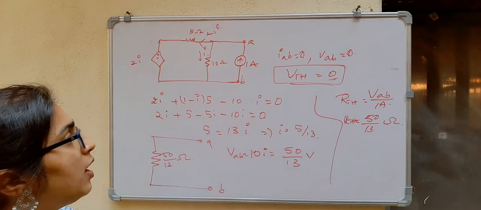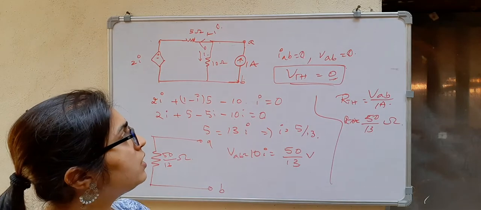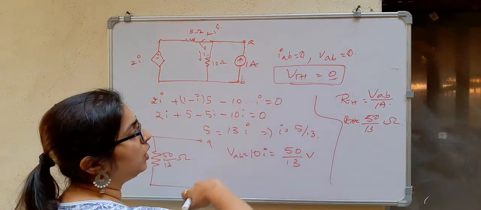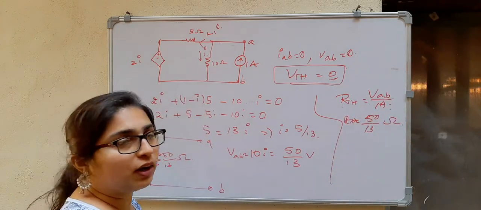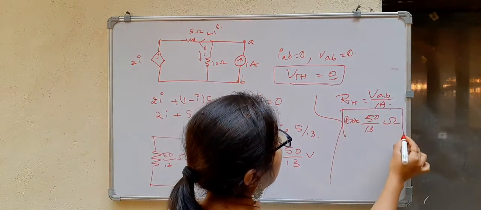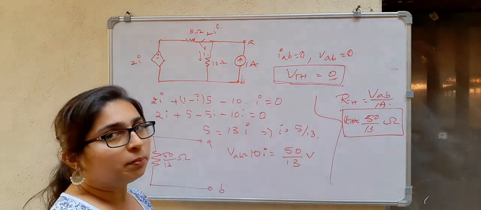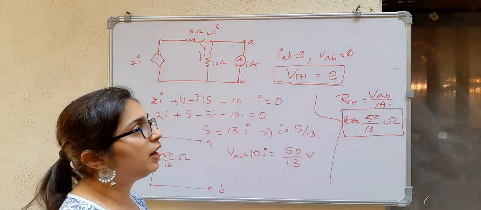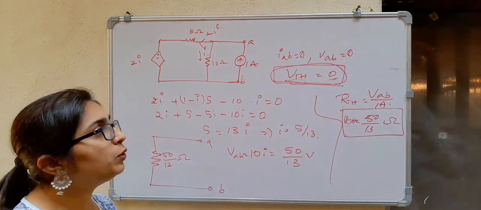Okay. To find RTH, just connect the test ampere here, that is between these two terminals, and next find the voltage across those two terminals. You will be getting RTH is equal to VAB divided by 1 ampere. Then you will get the value of RTH. VTH is equal to 0 only because there is no supply of current, means there is no source to supply the current. Okay, so that current will be 0 and voltage also will be equal to 0.